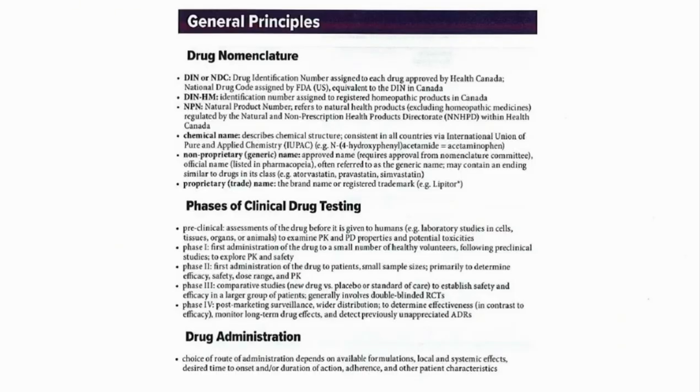Drug administration. The final section discusses the principles of drug administration. Selecting the appropriate route of administration depends on several important factors. The first consideration is the available formulation. Some medications are available only as oral tablets, while others may also be administered intravenously, intramuscularly, subcutaneously, inhaled, or topically.